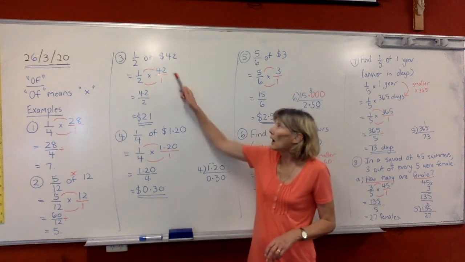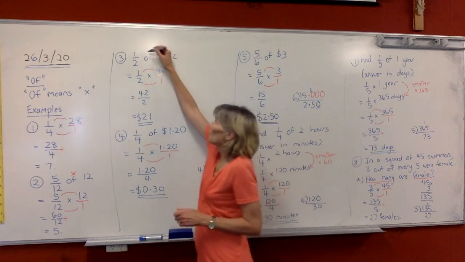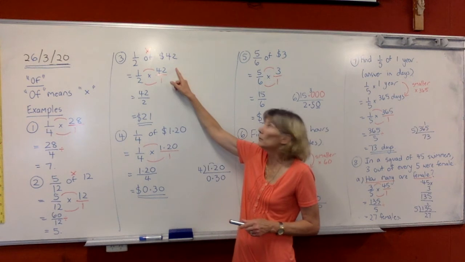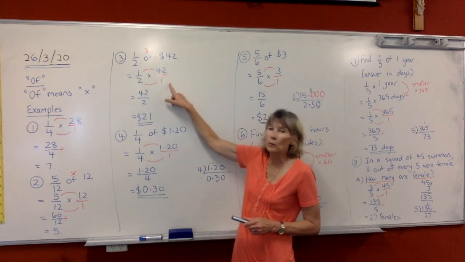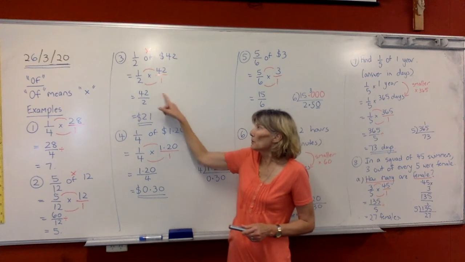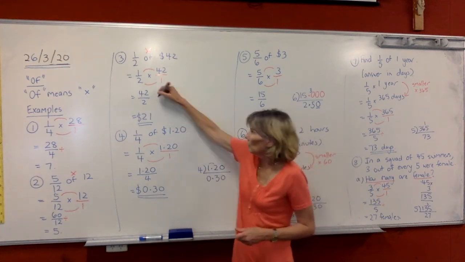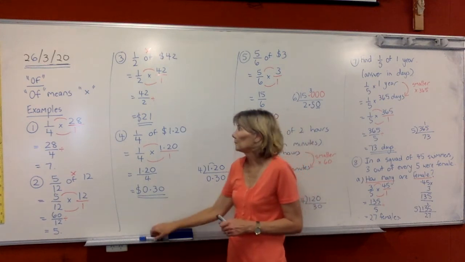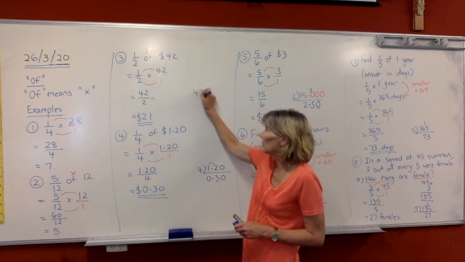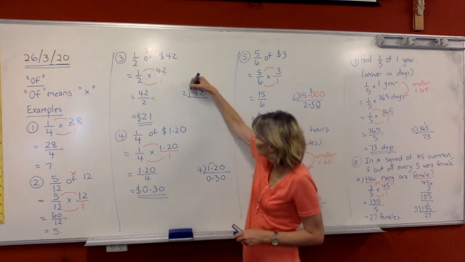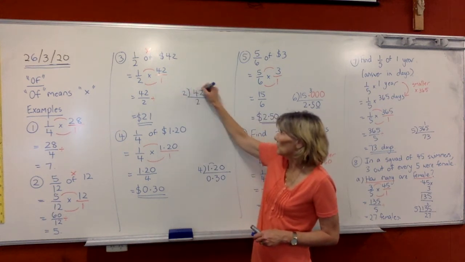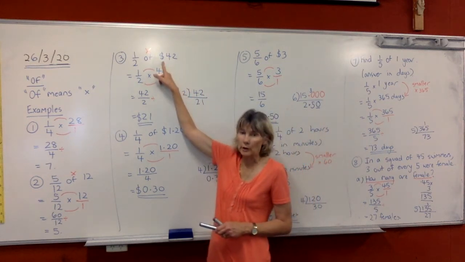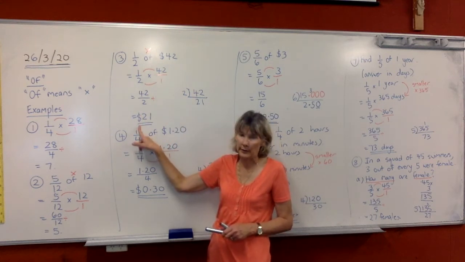On the next one, we have a half of $42. The of means times. So we're writing a half times 42. It doesn't have a fraction, so we're putting 1 underneath it. Times your tops, times your bottoms, and you get 42 over 2. Do your division. 42 divided by 2 equals 21. If you need to do the working for that on the side, just write it down. 2 into 4 goes twice, 2 into 2 goes 1. Don't forget on that question that it does have units. It's got dollars, so we have to put the dollar sign in front of it.